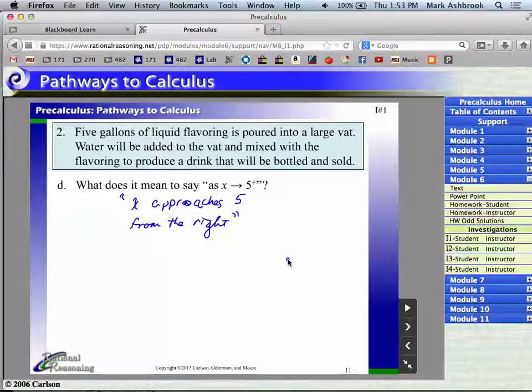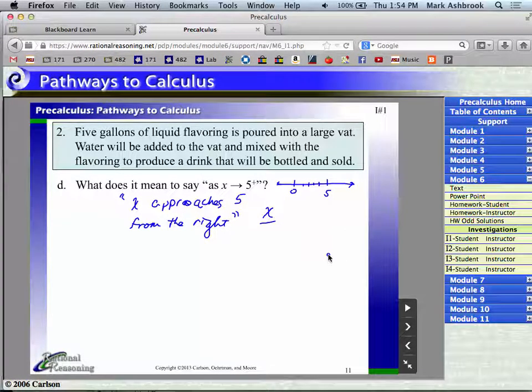So really we think of it as something like a sequence of values that are greater than 5. So if we think of the number line, say here's 0, 1, 2, 3, 4, 5. So from the right means values greater than 5 over here. And so it's a sequence of numbers greater than 5 that are decreasing and getting closer and closer to 5. That's what this means. X approaches 5 from the right. So, like I said, a sequence of numbers greater than 5 that are decreasing and getting closer and closer to 5. So let's make up such a sequence here.